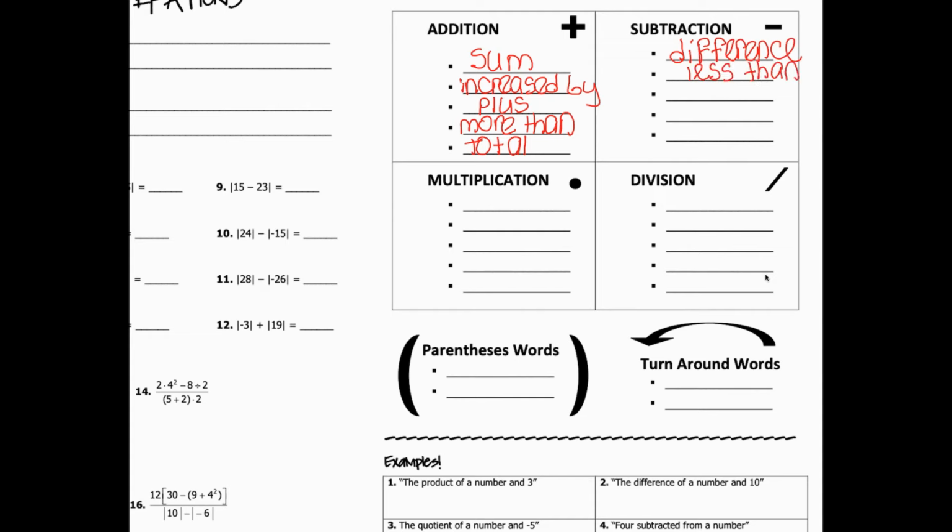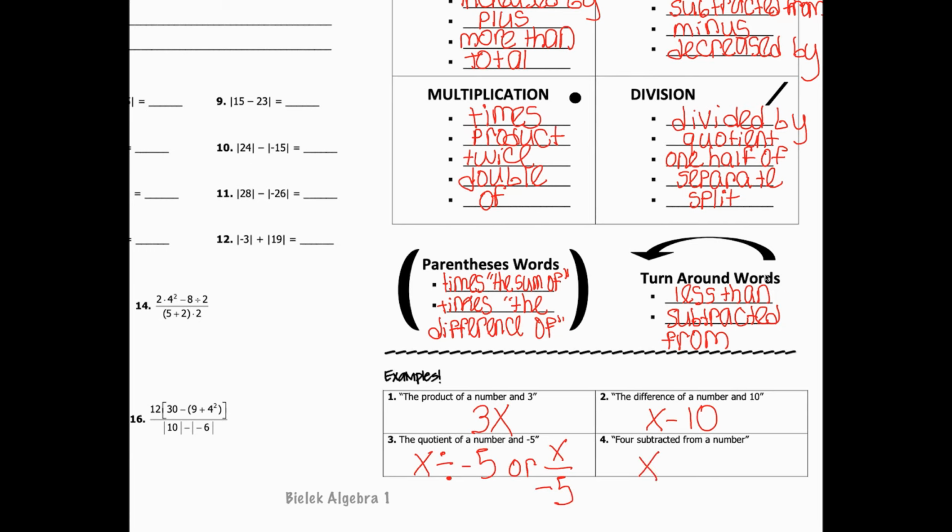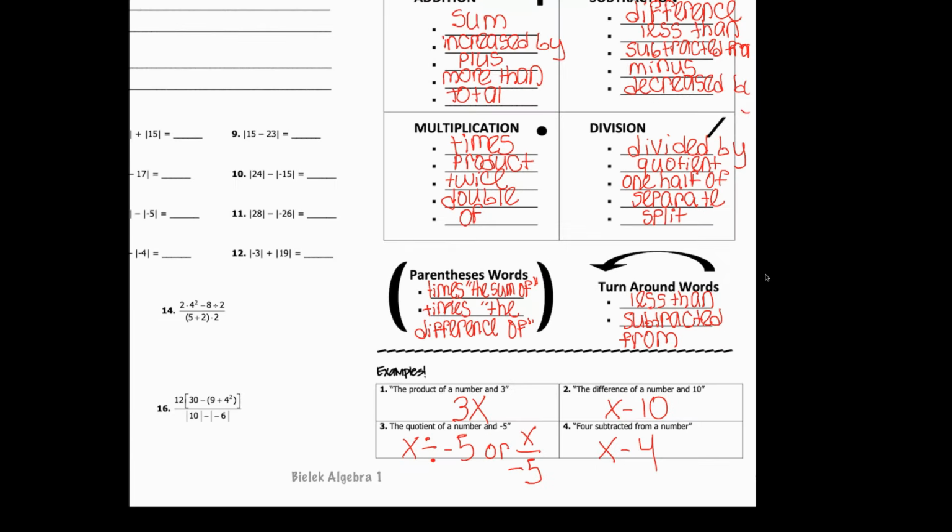So a couple of examples here. The product of a number and 3, so that's just 3x. The difference of a number and 10, so that's x minus 10. The quotient of a number and negative 5, so that's x divided by negative 5, or you could just write it as a fraction like this. 4 subtracted from a number, so that's x minus 4. And then we'll go ahead and continue on to the next page.